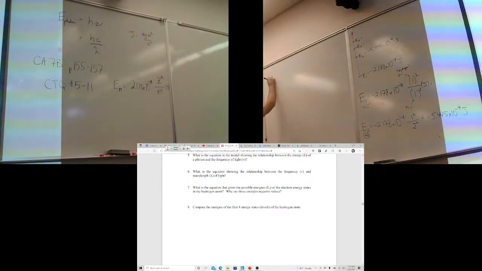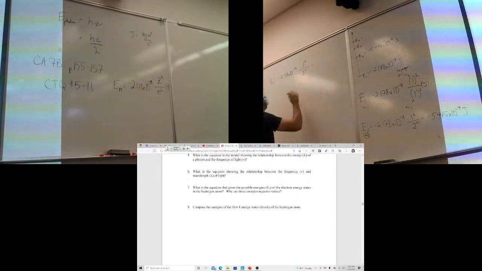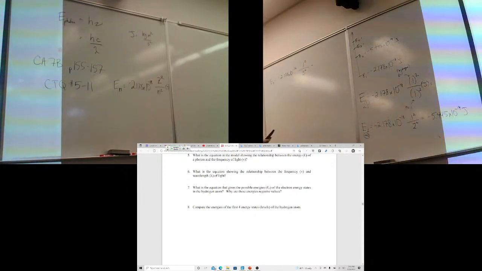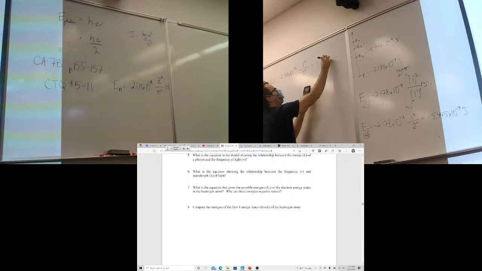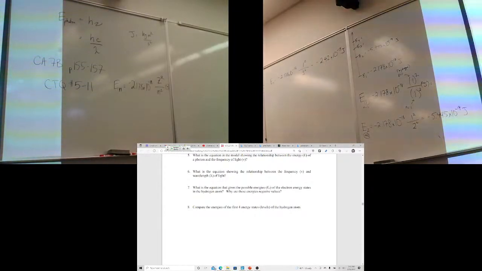I'll do one real quick. E3, very simple, minus 2.178 times 10 to the minus 18. We're going to do 1 squared on top because it's still hydrogen, 3 squared on the bottom. And what's this going to be? Once you get used to it, it's mostly tedious. And if it gets tedious, you're in a good state. Hopefully you understand this well. Okay, so that's E3. You could do E4, energy level 4.